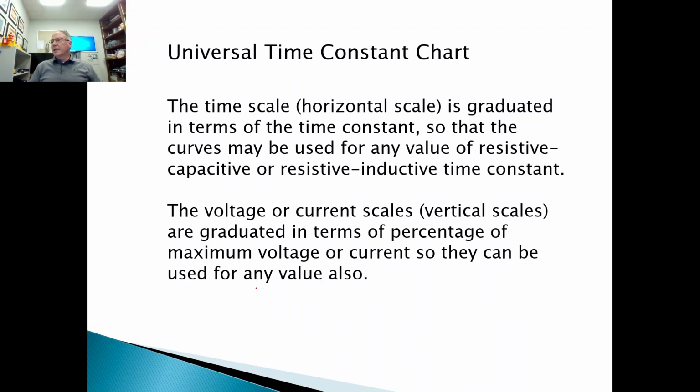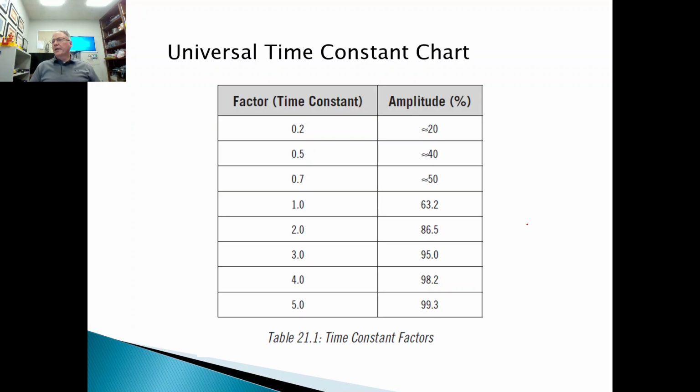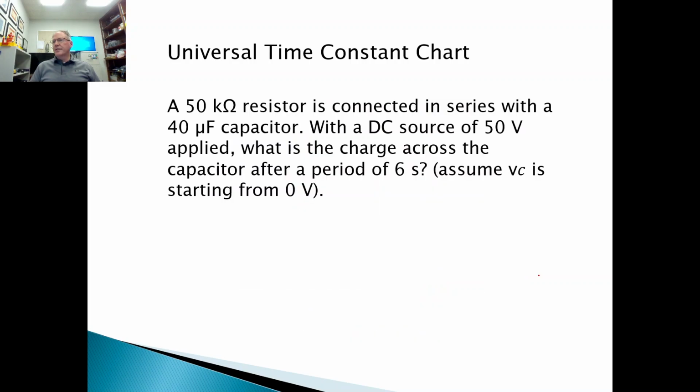Right? Now the time scale is graduated in terms of the time constant so that the curves may be used for any value of resistive capacitive, or resistive inductive. And all of our RC and RL circuits are going to follow those curves. That universal curve is going to apply. Okay? So you can look at some of these values here in the book and find that.